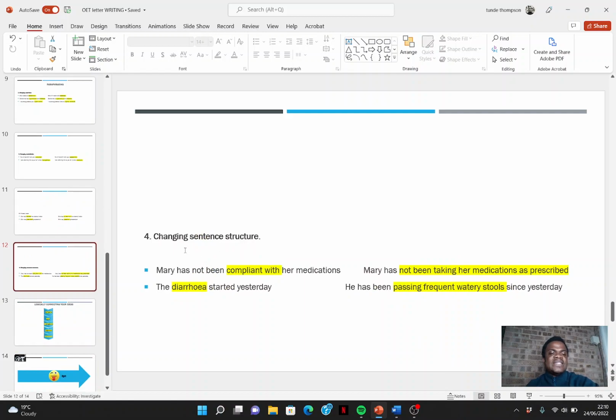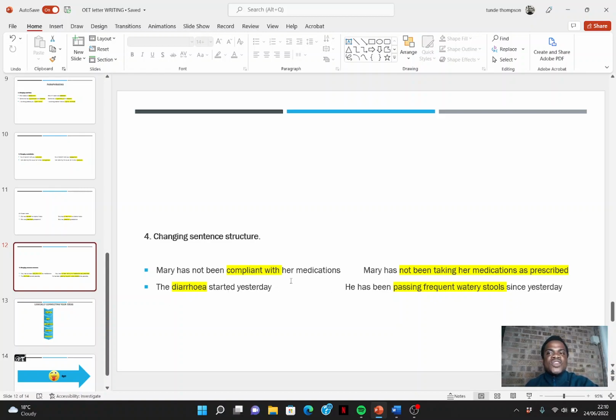Another way you can also paraphrase is by changing the sentence structure. To do this, you can decide to explain the vocabulary instead of trying to use another vocabulary for it. For example, Mary has not been compliant with her medication. Here, the word compliant, I can decide to explain it instead of trying to use another vocabulary. Here, I said Mary has not been taking her medication as prescribed. Look at this example again. The diarrhea started yesterday. Here, I said he has been passing frequent watery stools since yesterday.